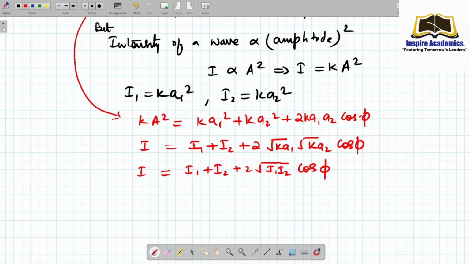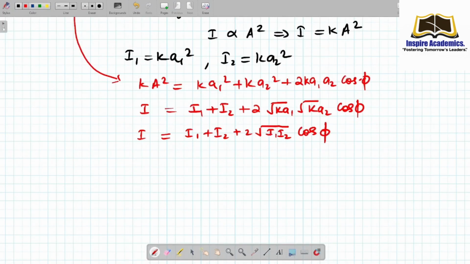Getting my point till here? So this is my expression for intensity. Now what is this, you can easily see this terminology, which is actually this.